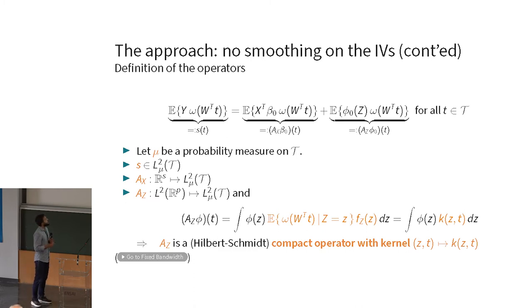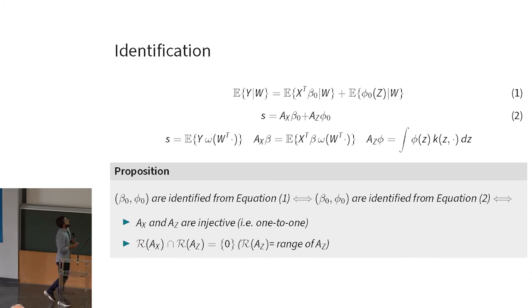So, just a few words on identification. The equation that we obtain from the model is just equation 1, and our integral equation is equation 2, where each element is defined as follows here. So we obtain that beta naught and phi naught are identified from equation 1 if and only if they are identified from equation 2, and this holds if and only if two conditions are satisfied.